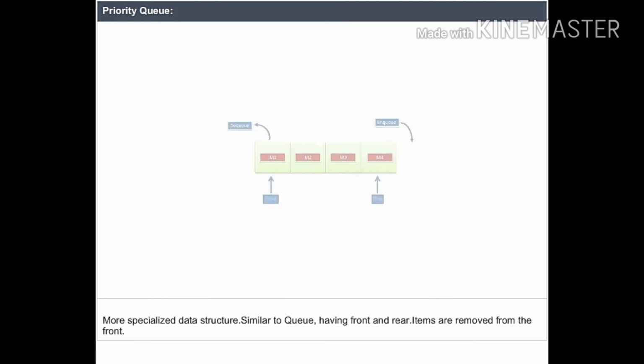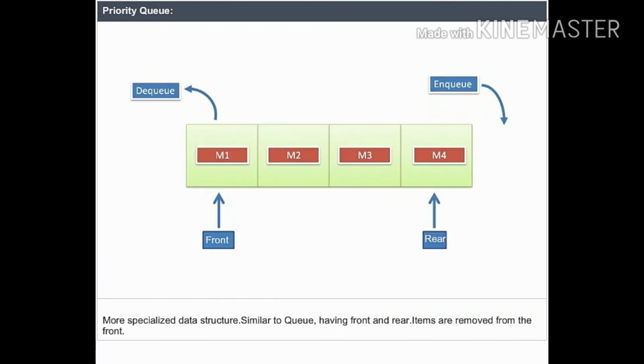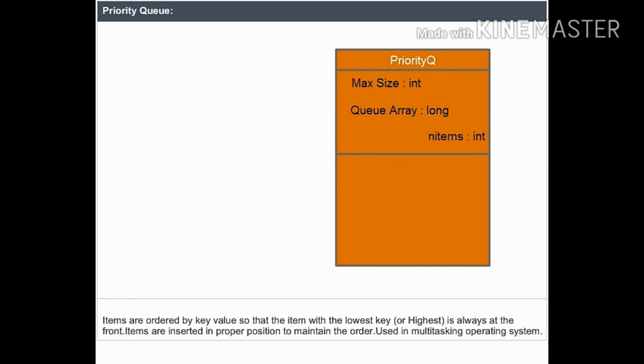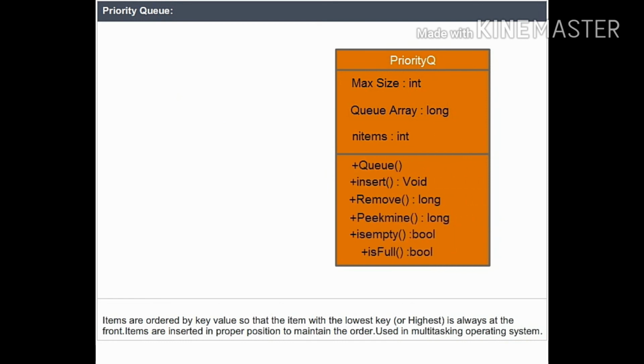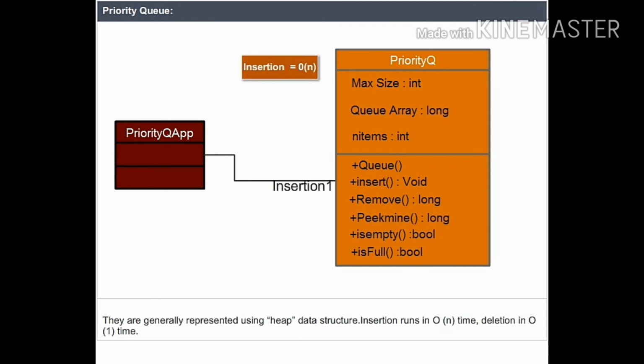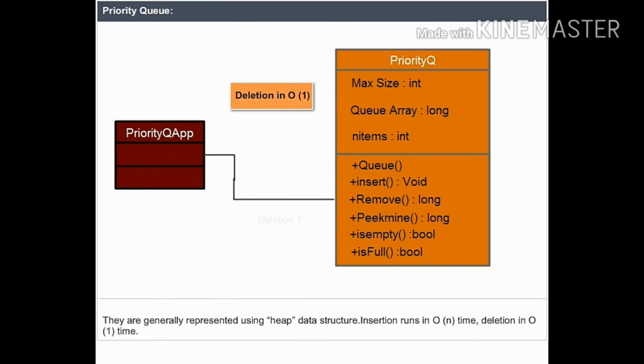Priority queue. A more specialized data structure, similar to a queue, having front and rear. Items are removed from the front. Items are ordered by key value so that the item with the lowest key, or highest, is always at the front. Items are inserted in the proper position to maintain the order. Used in multitasking operating systems. They are generally represented using the heap data structure. Insertion runs in O of n time. Deletion in O of 1 time.